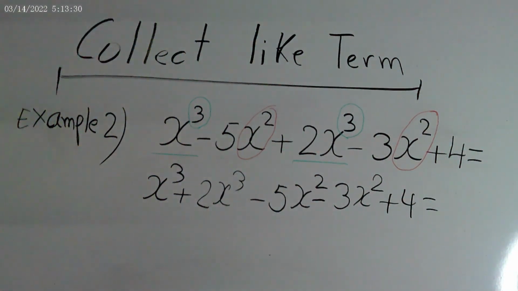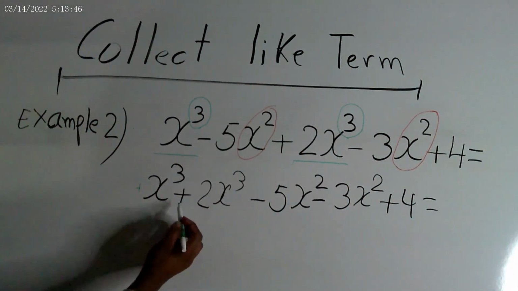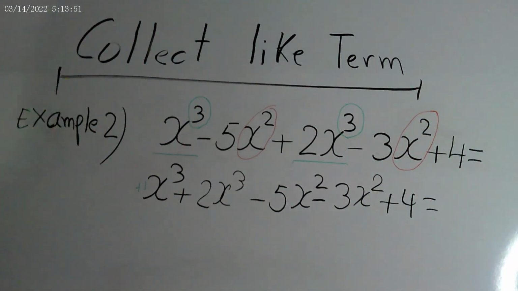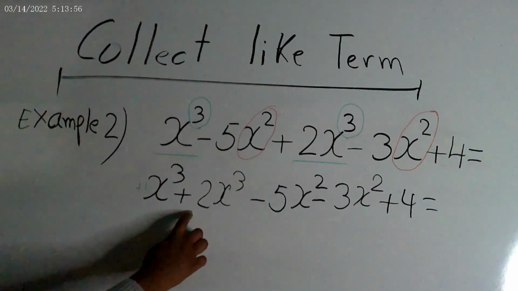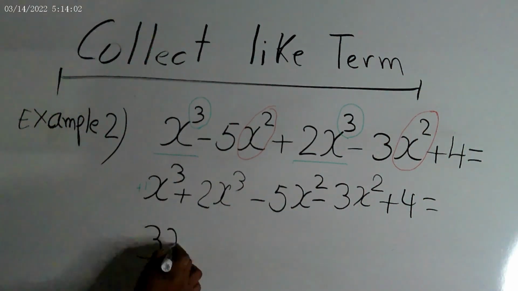So right now we are going to collect the terms. Right here, it looks like you have a plus 1 here: x to the 3 plus 2x to the 3. It looks like right here you have a 1, right? And now 1x plus 2x gives you 3x to the 3.